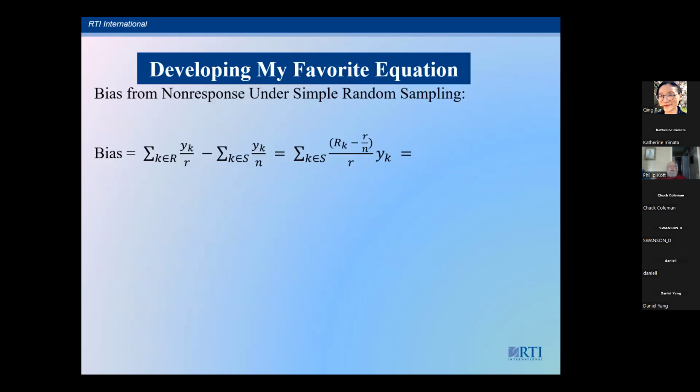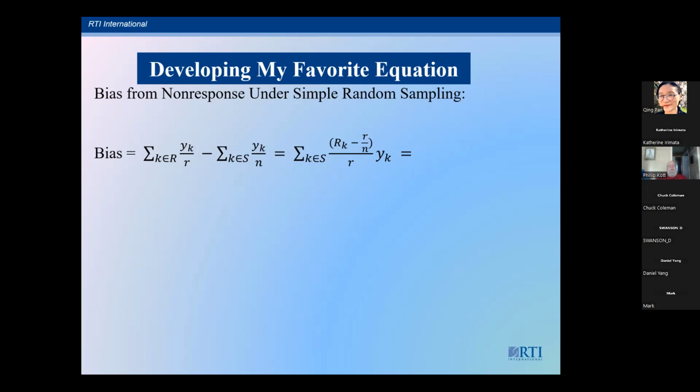Okay, so let's start with my favorite equation, bias from non-response in simple random sampling. Almost everybody has seen this formula. I always forget that when I point things out with my cursor, nobody can actually see it. So bias is the bias for a simple random sample where there's ignorable non-response. We usually say the sample mean. The bias is the difference between the respondent mean and the full sample mean, so it's a bias with respect to the full sample mean.